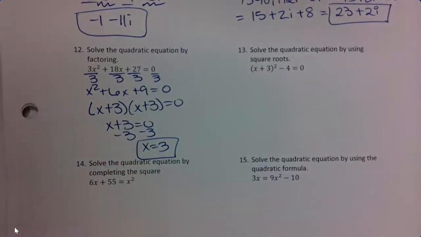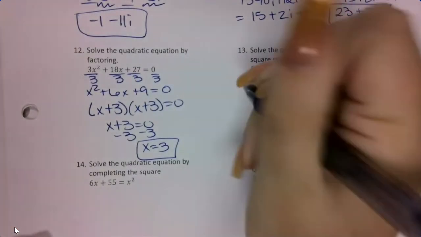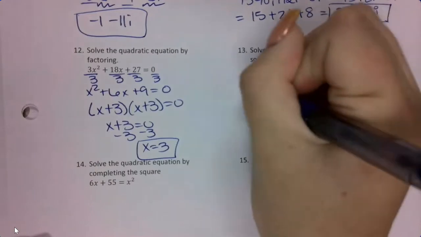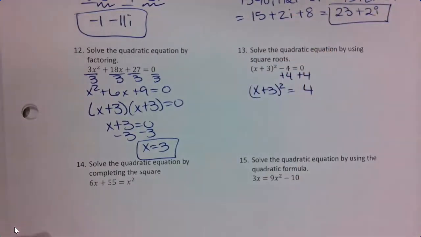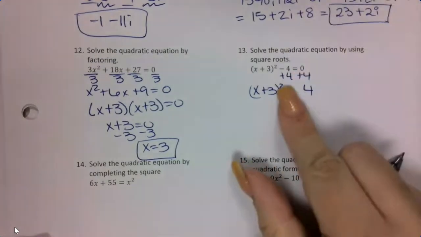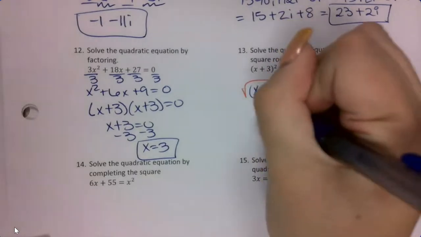Number 13 wants me to solve using square roots, so I'm going to add 4 to both sides. And I should ultimately take a square root to get my answer. So I have x plus 3 squared equals 4. I want to get rid of my exponent, so I take the square root of both sides. This gets me x plus 3.